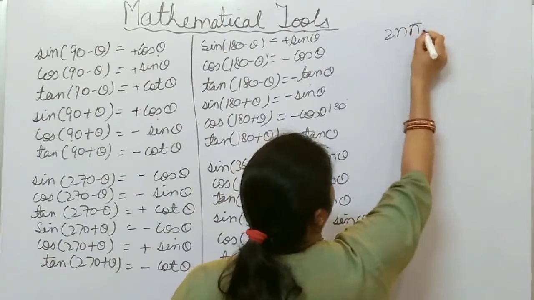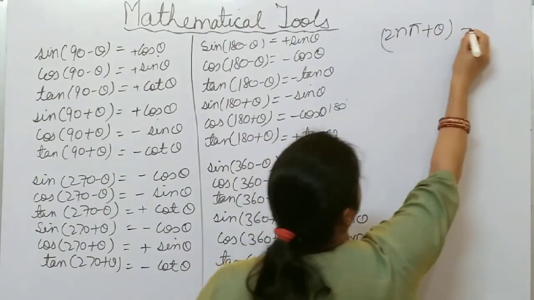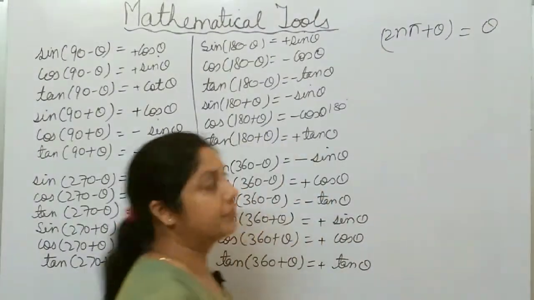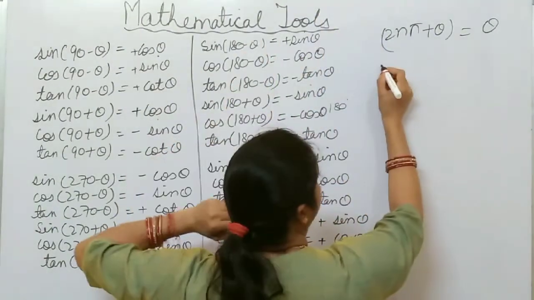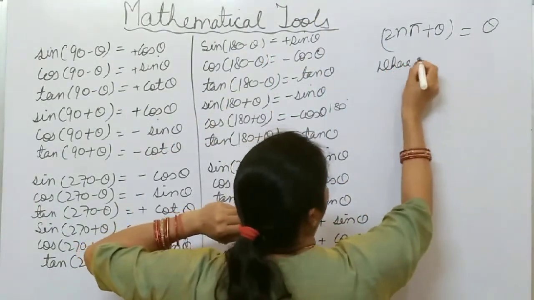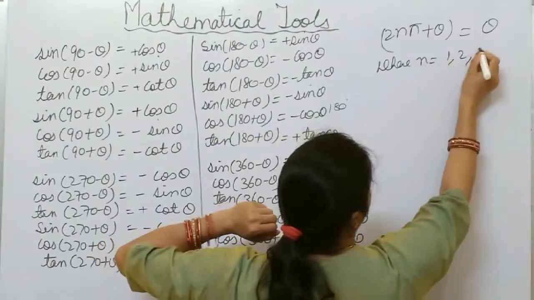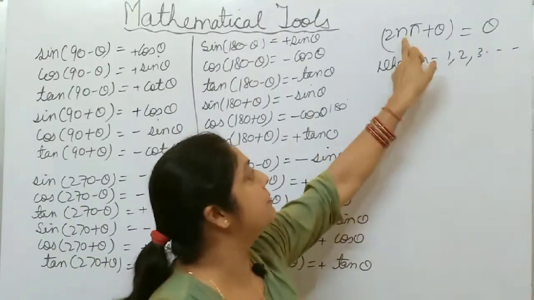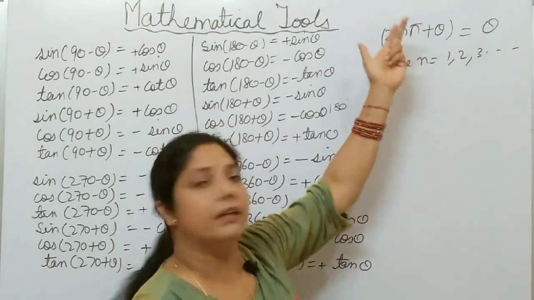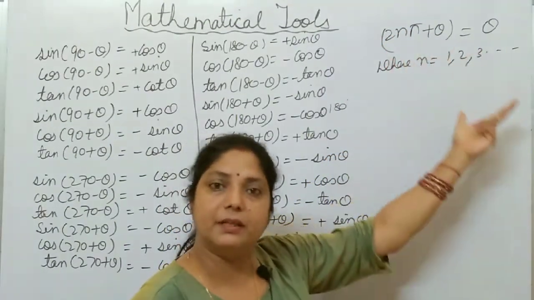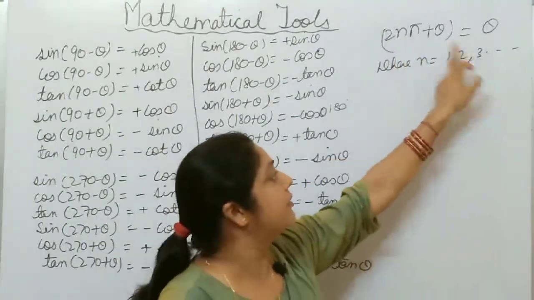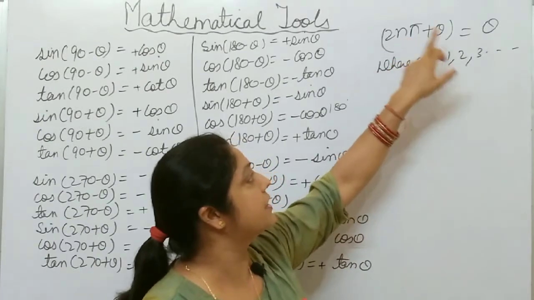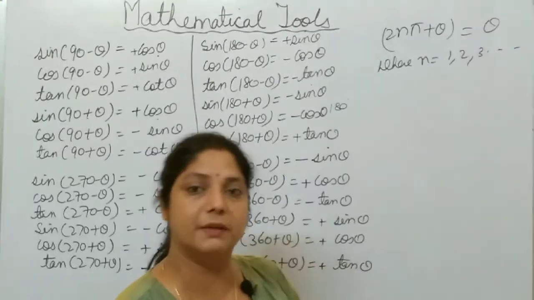2n pi plus theta becomes what? It becomes theta. n is an integer, it may be 1, 2, 3, and so on. If n is 1, it means 2 pi, n is 2 means 4 pi. So again 4 pi plus theta again becomes theta. n is 3 means 6 pi, so 6 pi plus theta again becomes theta.